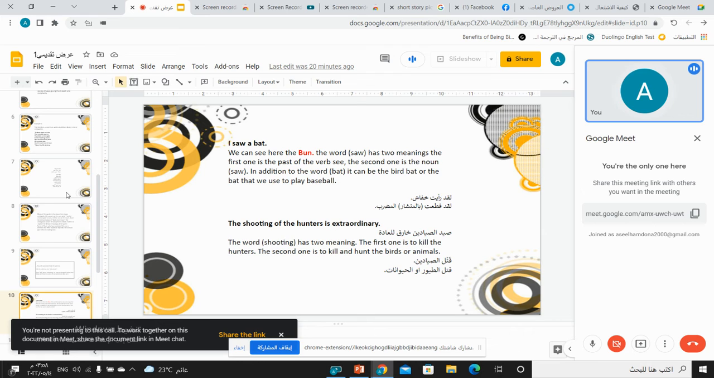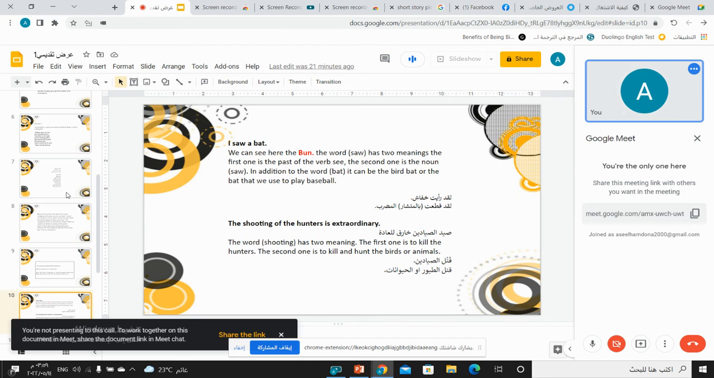So it has two meanings, and the reader doesn't know which one to use. And the word bat is like the bird bat, and the bat we use to play baseball. So the translation of it can be two sentences or two meanings. لقد رأيت خفاش, which is the normal one that ordinary people can understand. And the second one, لقد قطعت بالمنشار المضرب. So yeah, it is an interesting topic.